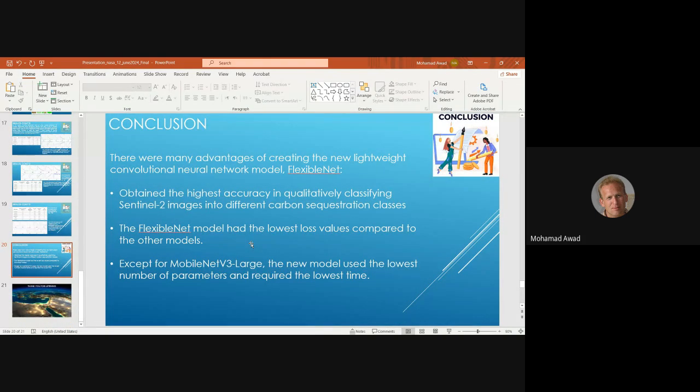Finally, the conclusion. There were many advantages of creating the new lightweight convolutional neural network, FlexibleNet. We obtained the highest accuracy in qualitatively classifying Sentinel-2 images into different carbon sequestration classes. The FlexibleNet model had the lowest loss value compared to other models. Except for MobileNet V3 Large, the new model used the lowest number of parameters and required the lowest time.